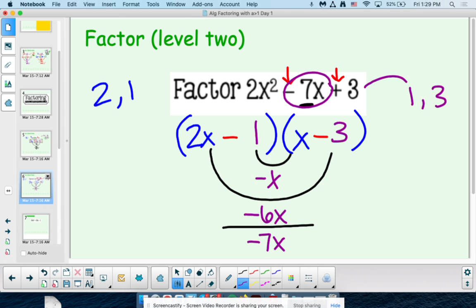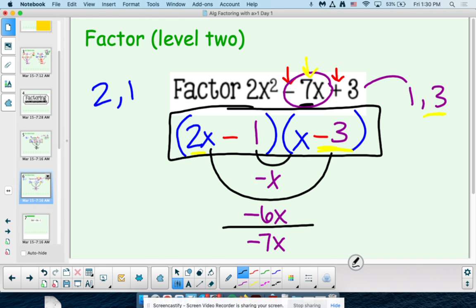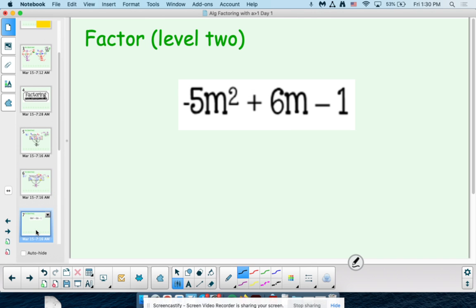So if you want to be a little bit more forward thinking, you guys, think. I knew I was taking this 2 times whatever was here. So I probably wanted to put the bigger number there since I was trying to get to a 7, right? Again, if you see that connection, awesome. If you don't, don't worry about it. We'll do enough of these to where you'll get really good. Okay, let's try another one.